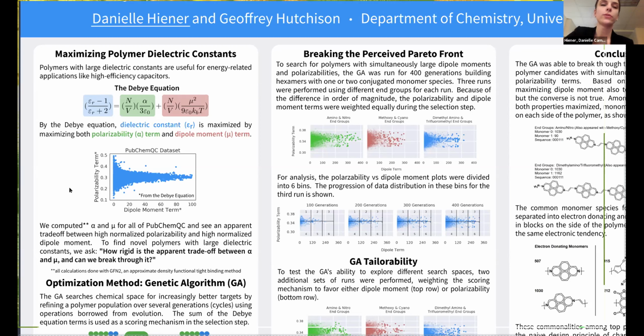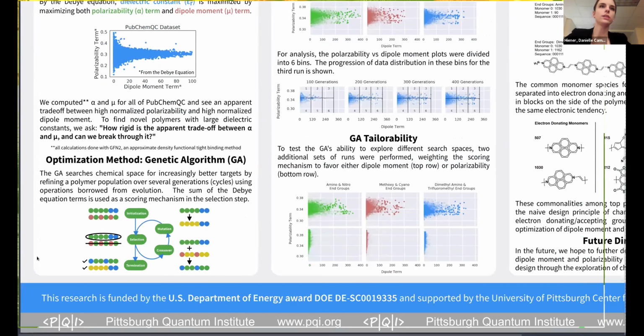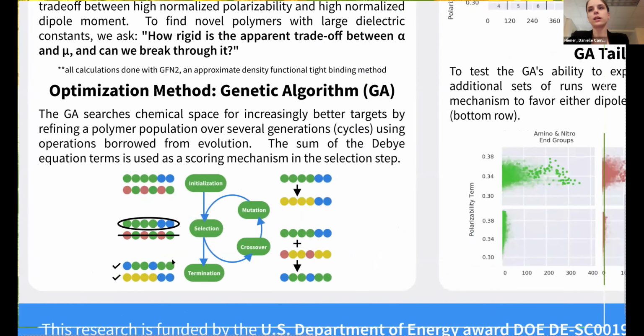So the main question for this project was how rigid is this apparent trade-off, specifically in the realm of polymers? Can we break through it? What kind of molecules can we find up here? So the way that we did this was using a genetic algorithm, which is a computational technique. Basically, in our case, we created sets of hexamers from a set of small conjugated monomers. And then we ran through the 3 steps of the genetic algorithm, which are borrowed from Darwinian evolution.